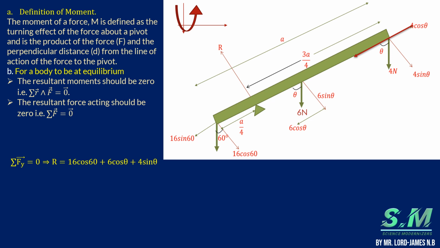So it definitely means R will be equal to 16 cos 60 plus 6 sine theta plus 4 sine theta. So that is the first equation. And for the second, we are going to take the moments about the pivot.